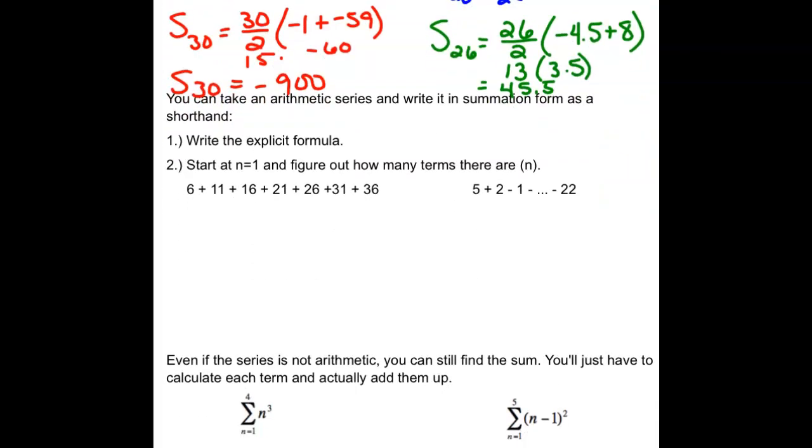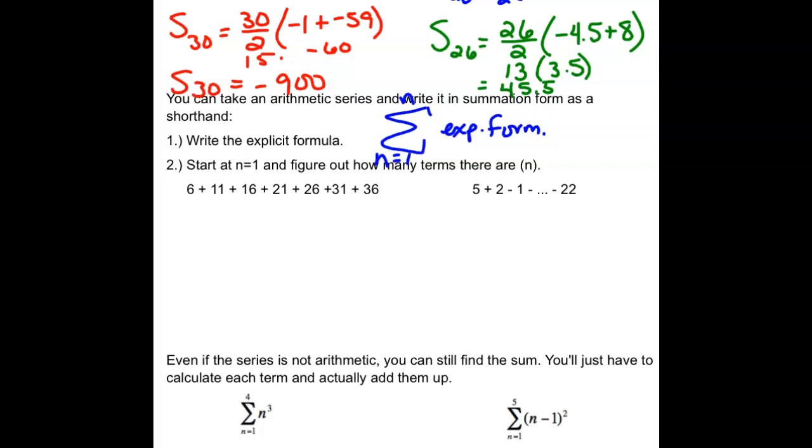So you can take an arithmetic series and put it in summation form as a shorthand way of writing it. The first thing to do would be to figure out the explicit formula, because remember, in our summation notation we need to have the explicit formula here. And then we start with n equaling 1 and figure out how many numbers we have in our list. What's our upper limit, our total number of terms?